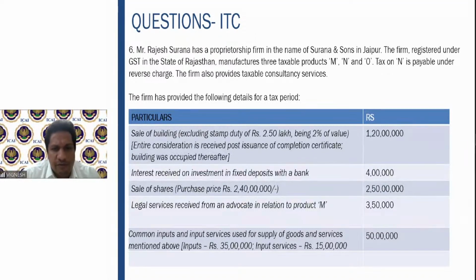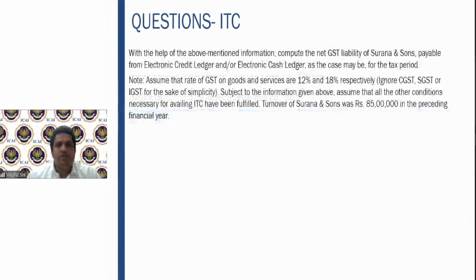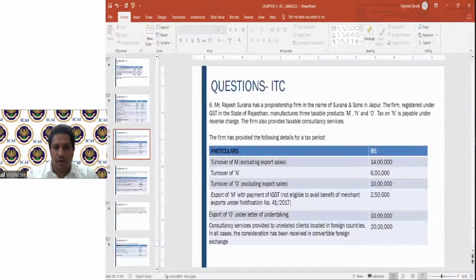Interest received on investment in fixed deposits to bank 4 lakhs. Sale of shares purchase price is 2.54 crores. Sales is 2.5 crores. Legal services received from advocate in relation to product M is 3.5 lakhs. Common inputs used is 35 lakhs inputs, 15 lakhs as input services. With the help of the above mentioned information, compute net GST liability payable from the credit ledger or cash ledger. Fine. Rate of goods 12%, rate of services 18%, and also turnover he has given 85 lakhs in the preceding financial year. Please try to work out this problem.